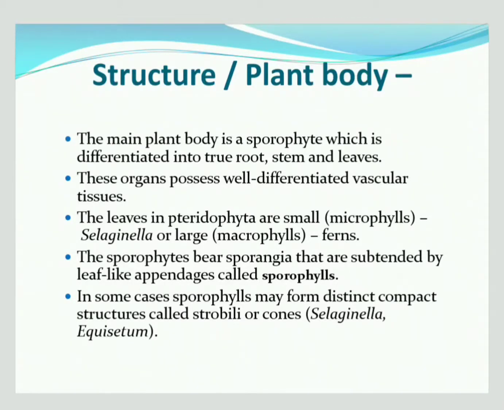Okay, the sporophyte has sporangia that are subtended by leaf-like appendages, called sporophylls. Some sporophylls may form distinct compact structures called strobili, or cones, cone-like structures. The sporangia present like a leaf-like structure, so those are called sporophylls. These cones are seen in Selaginella and Equisetum, the horsetail plants. In this type of plants we see these sporophylls, with leaf-like structure, and at their lower base the sporangia will be present. Those sporangia help in the formation of the spores.